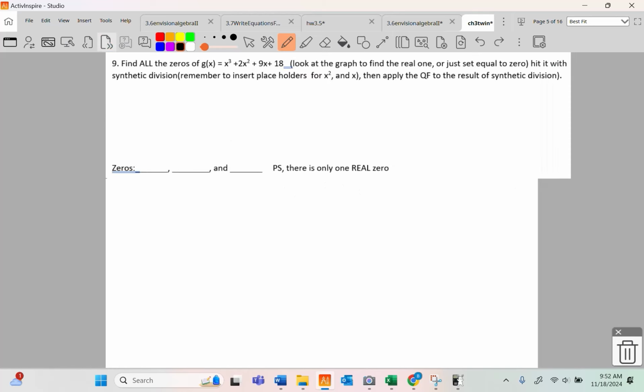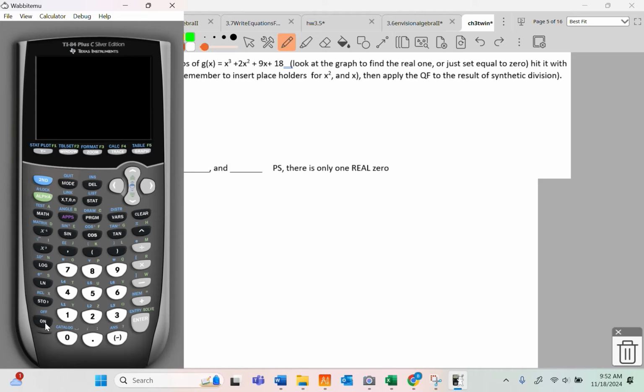So, back to it. Early, surprise senior meeting. It says find all the zeros. It says look at the graph to find the real one, or just set it equal to 0 and hit it with synthetic division. So the reason it's talking about setting it equal to 0 is because, well, there's shortcuts to it. But anyways, if you just look at the graph of this thing, you'll be able to get the real 0.